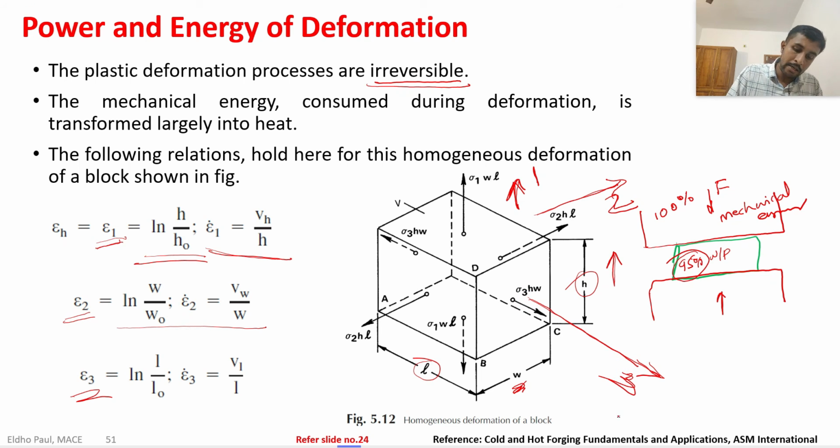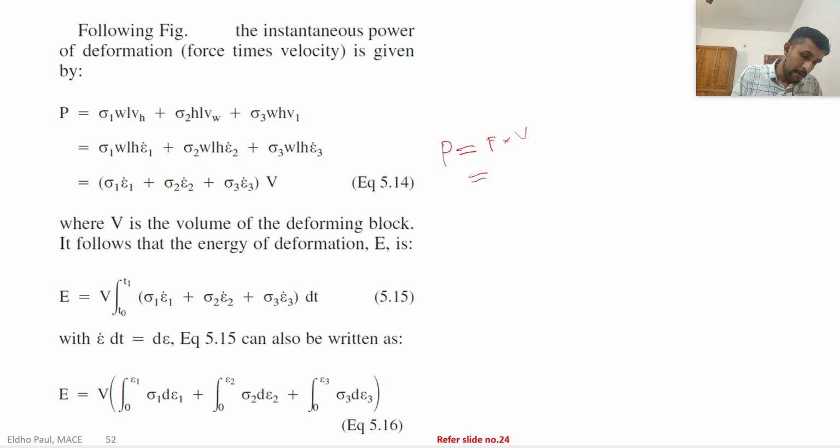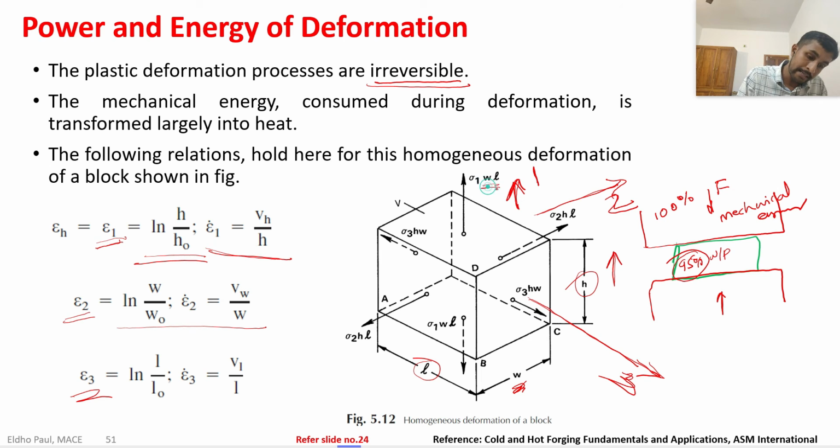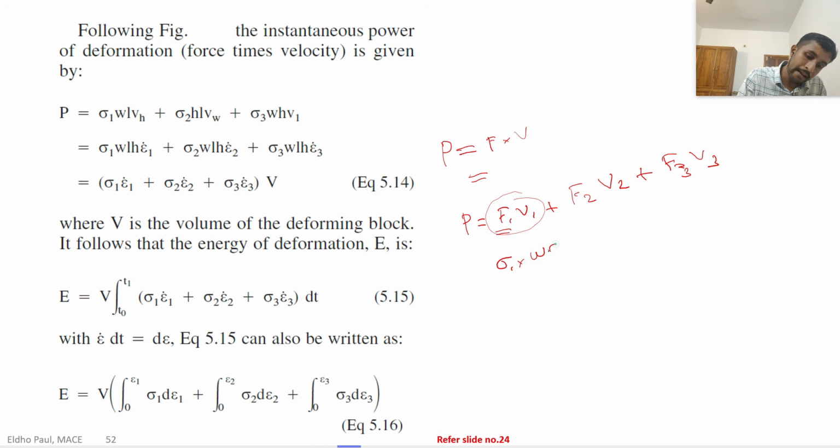Total power is equal to, in one direction, F1 V1. This is the amount of power required in the one direction for the material flow. For two directions, F2 V2, for three directions, F3 V3. And here F1 we can give as sigma 1 into area. In one direction, the area is equal to W into L. So W into L into, in one direction, what is the velocity? It is equal to Vh. Similarly, in the two direction we can write F2 V2.